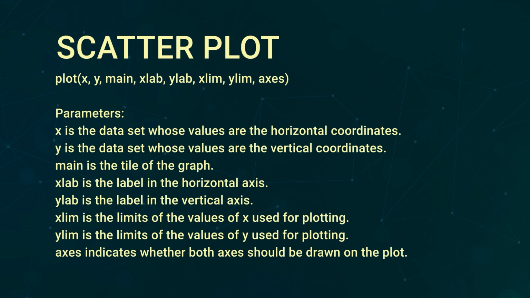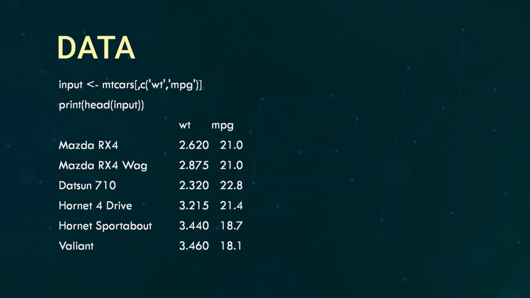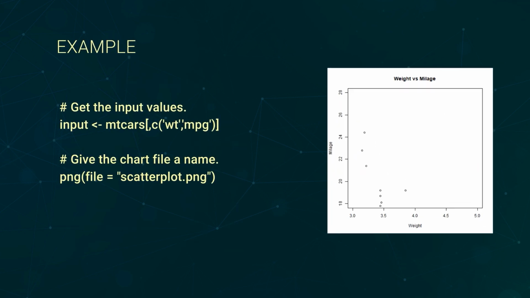Most of the arguments you have already seen, and the only new argument here is axes. It indicates whether both axes should be drawn on the plot or not. I'll show you what I mean by this. Again, this is the data set that we are taking. This is the weight of the vehicle with respect to the miles per gallon. We have taken two values, weight and miles per gallon, and then we can give the name to it, and then draw the plot here.